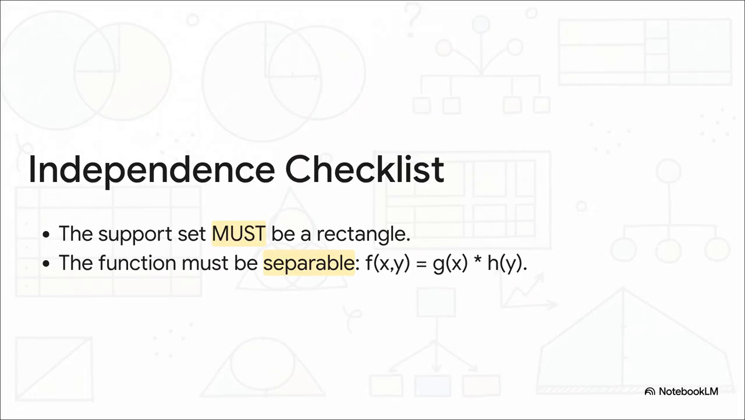So we can boil all of this down to a simple visual checklist. For two variables to be independent, two things have to be true. First, their map, the support set, must be a rectangle. No triangles, no weird shapes. A rectangle. Second, the probability function itself has to be separable, which just means you can split it into a piece that only has x's in it, multiplied by a piece that only has y's in it. If you can do both those things, they're independent.